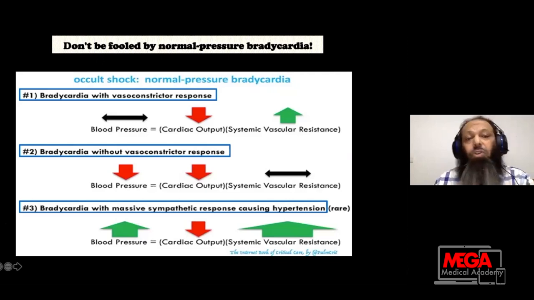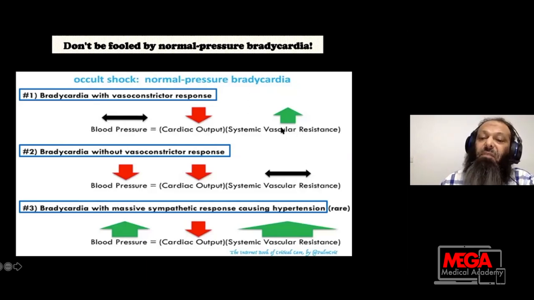So you should not fold by a normal blood pressure with bradycardia or with severe bradycardia. This is the equation of the three variables: blood pressure equals the cardiac output multiplied by the SVR, systemic vascular resistance. When there is a drop of the cardiac output, which is the heart rate multiplied by stroke volume, there is a compensatory mechanism from the sympathetic drive, which will increase the systemic vascular resistance. So this will result in maintaining a normal blood pressure.